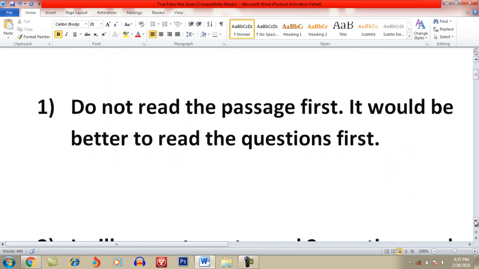Whenever you are dealing with true, false and not given, do not read the passage first. It would be better to read the question first. If you read the question first, you will be able to find the answers in a short span of time. If you read the passage first, it will take much time, you will be running short of time, and you will be unable to get the maximum number of answers correct. Therefore, always read the question first.